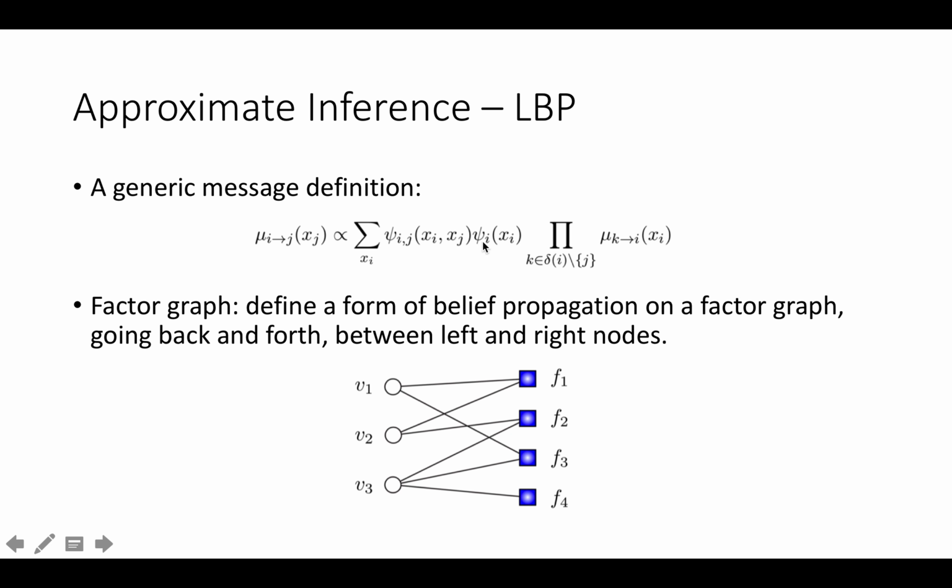For approximate inference, we use loopy belief propagation. This is a formulation of a generic message. We use a factor graph. The left side here is variables and the right side here is all factors. We perform belief propagation on the factor graph, going back and forth between the left and right nodes until the messages converge.